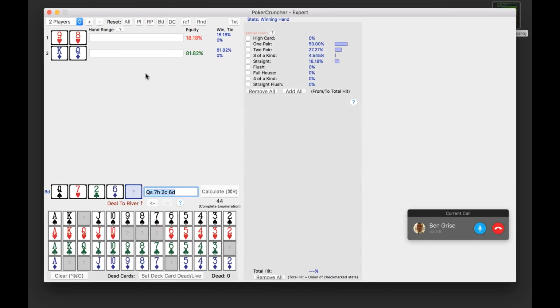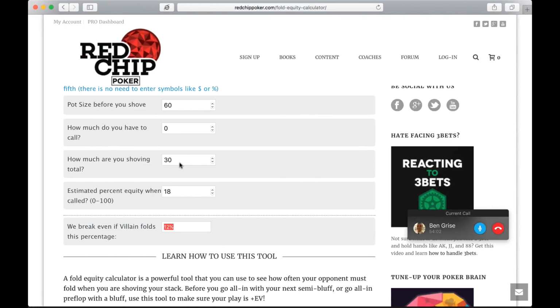Now, forget both of these hands. They're folding more than 12% of the time. Yeah, every single person that you're playing against is folding more than 12% of the time, meaning that your bet is always profitable.